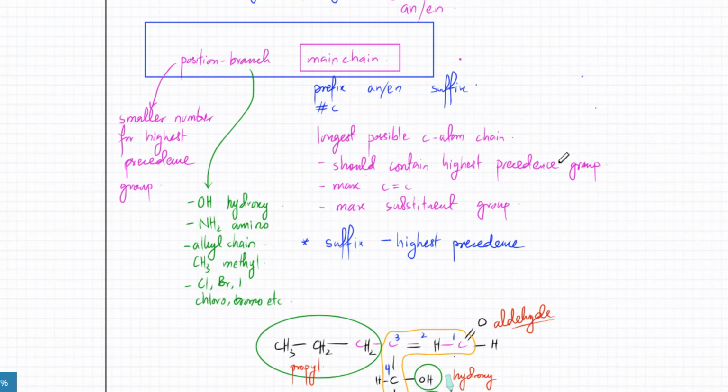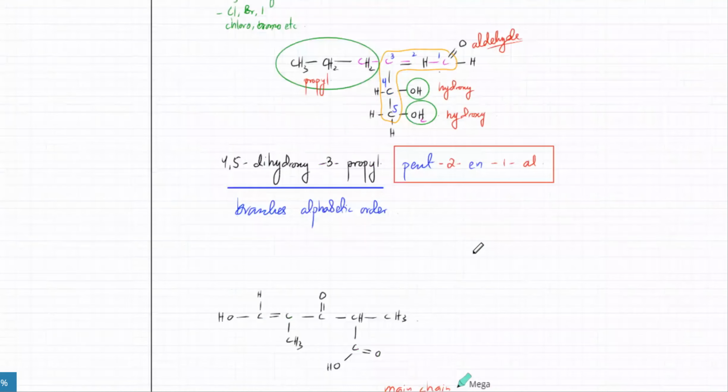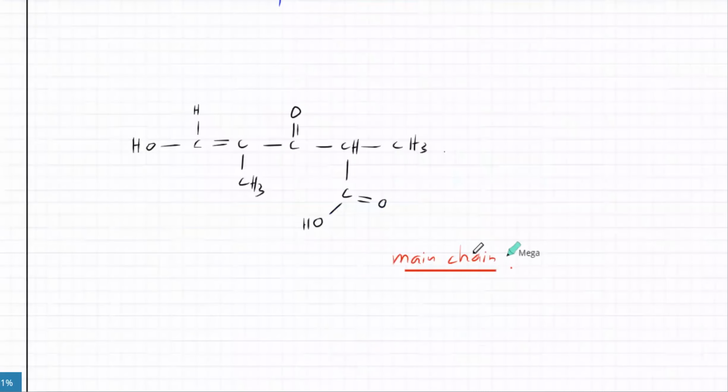That it should contain the highest, most important group. It should contain double bonds, and it should contain the maximum number of substituent groups. Like maximum things must be attached to the main chain, especially the highest precedence group. And the main chain is going to be named after the suffix of the highest precedence group. Everything else, the rest is all branches then. So if I go back, apply this over here. In this case, I think it's the carboxylic acid, which is the highest precedence group.